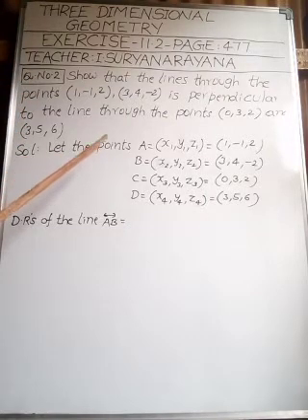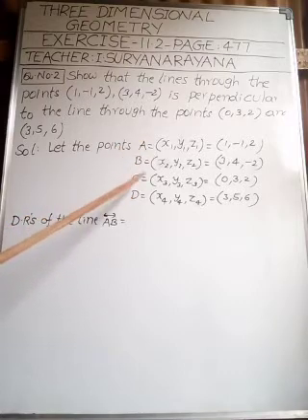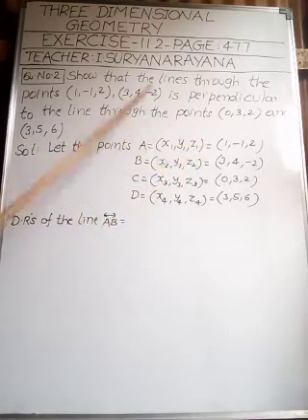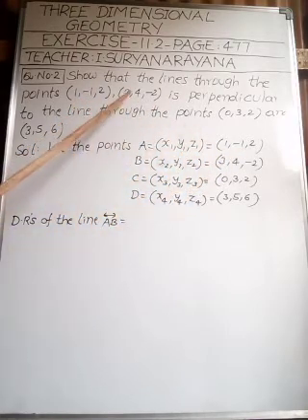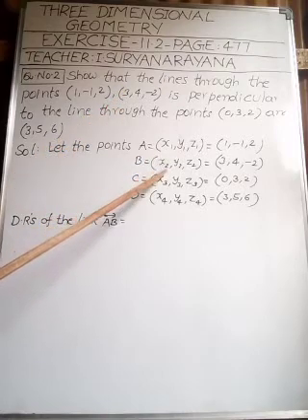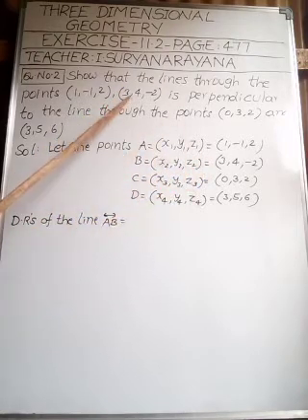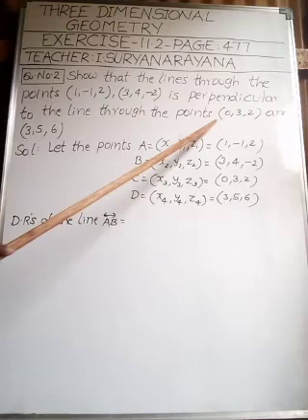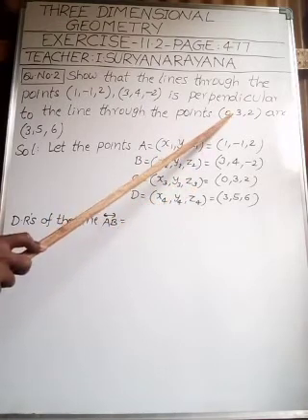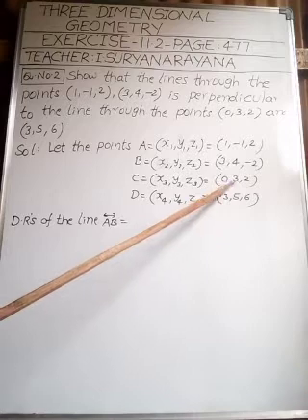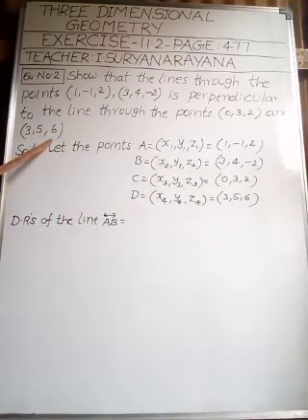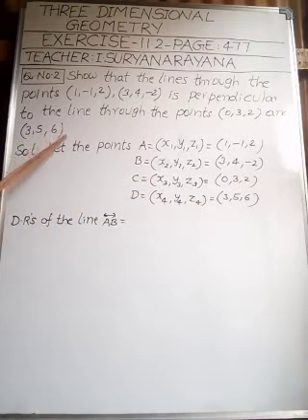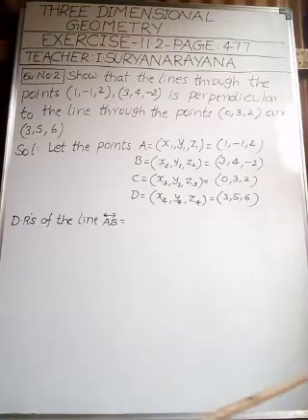Now let us consider the 4 points, namely A, B, C, D. I denote A (x1, y1, z1) is equal to (1, -1, 2). Similarly, second point B (x2, y2, z2) is equal to (3, 4, -2). Similarly, third point C (x3, y3, z3) is equal to (0, 3, 2). Okay, my children. And the fourth point D (x4, y4, z4) is equal to (3, 5, 6). Understood these steps, my children?